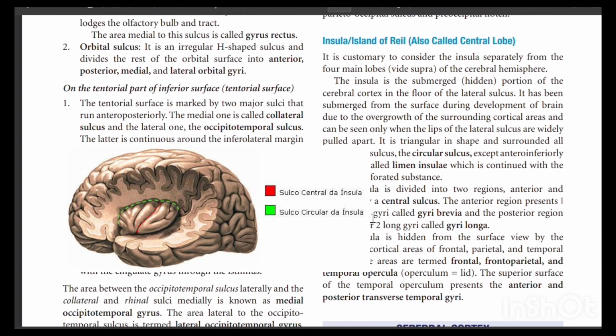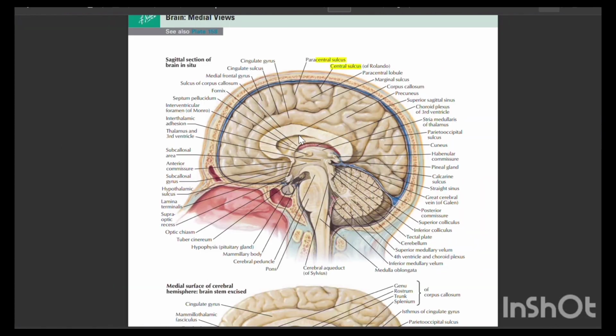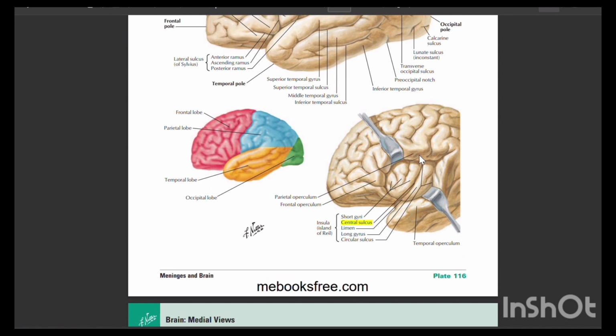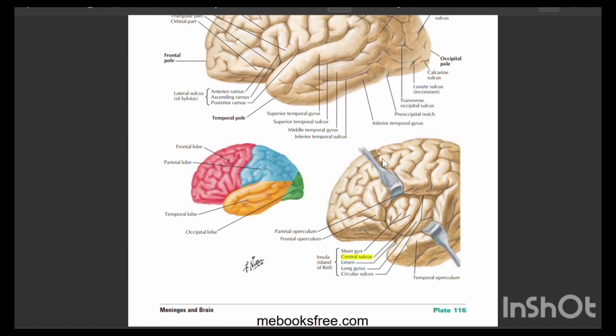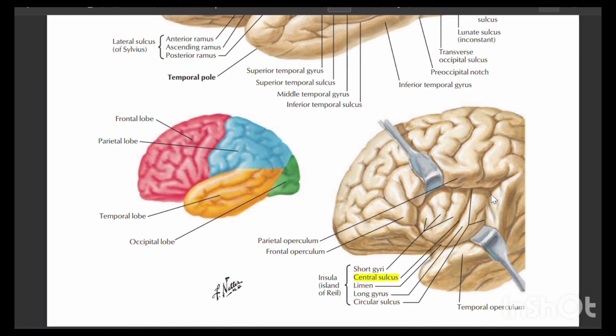There is a central lobe which is known as the insula. This is the insula. Basically, during development, all these lobes grew at a faster rate, so the insula got overshadowed by these lobes. In the insula we have a circular sulcus. Then we have 2 short gyri and 1 long gyrus, and this is the central sulcus of the insula. Am I clear? This is the circular sulcus. There are 2 short gyri, 1 long gyrus and a central sulcus, and middle cerebral vessels pass through this insula. So we have talked about the 5th lobe.